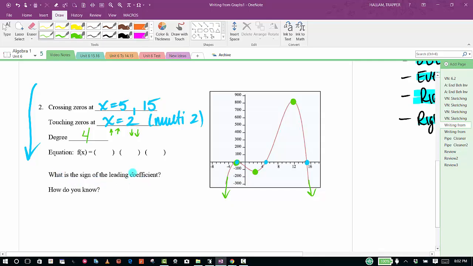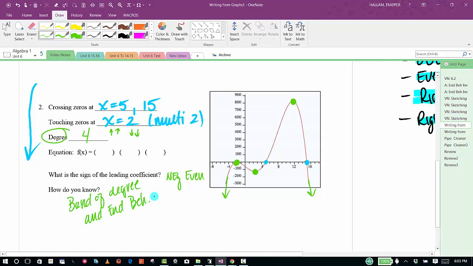This is the sign of the leading coefficient. For the leading coefficient, we know that the right side's going down, so we know that it's going to be negative, and we know that the degree is even because we found that already. How do we know? Based off degree and end behavior, I guess we should say. Okay, just making sure that you're paying attention there.